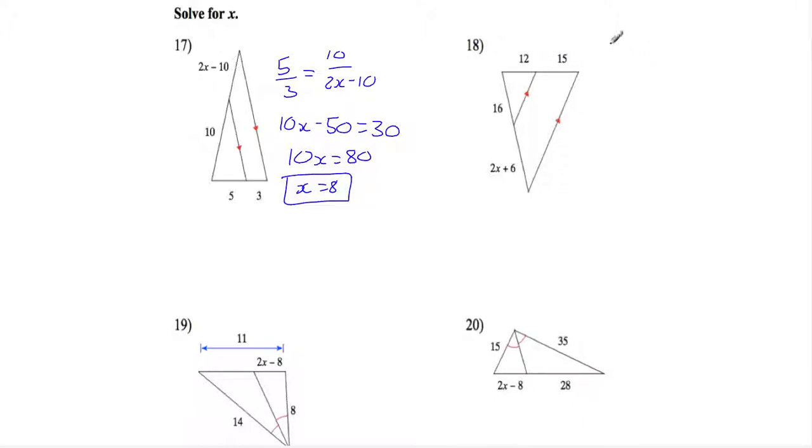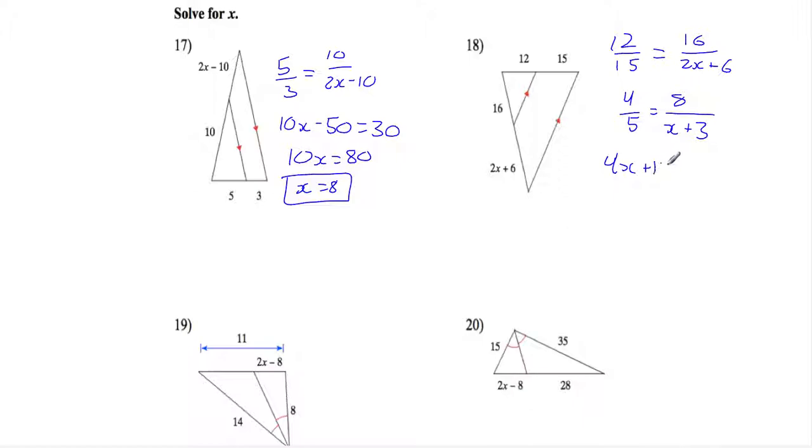Number 18, I have 12 to 15 is equal to 16 to 2x plus 6. Actually, what I'm going to do here, because I don't really enjoy multiplying large numbers, 12 to 15 I can reduce to 4 to 5 because they have a common factor of 3. And 16, 2, and 6 all have a common factor of 2. So I can divide everything there by 2. Now I have easier numbers to multiply. If you still do this with the original numbers, you get the same answer.